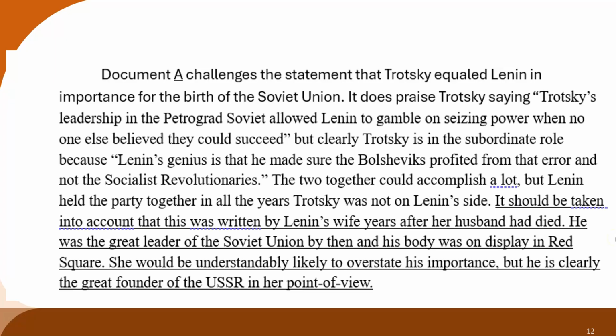So remember, I'm going to use the PEE. That is my point. And for your evidence, you need to quote the document. It does praise Trotsky, saying, "Trotsky's leadership in the Petrograd Soviet allowed Lenin to gamble on seizing power when no one else believed they could succeed." I certainly missed a lot of commas when I wrote this. But clearly Trotsky is in the subordinate role, and I threw another quote in here. So this is my evidence and then my explanation. The two together could accomplish a lot, but Lenin held the party together in all the years Trotsky was not on Lenin's side.